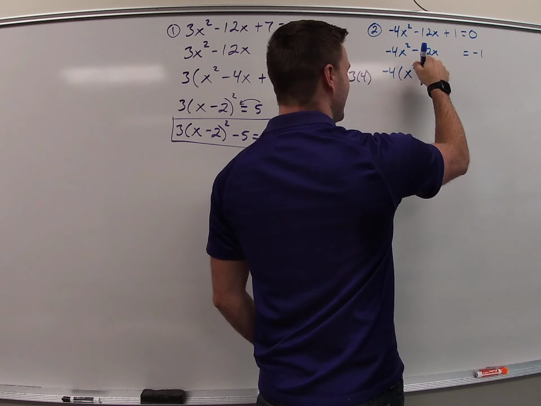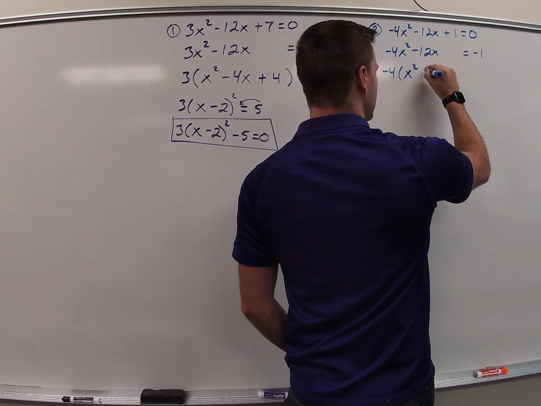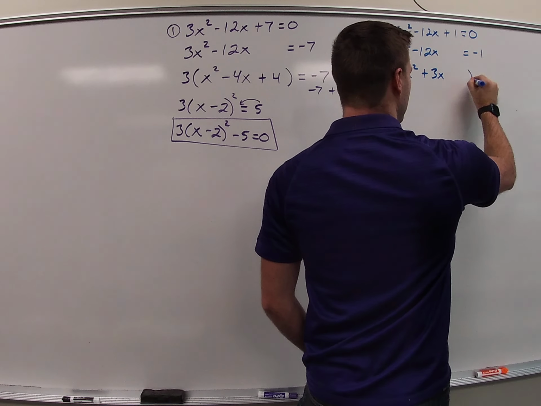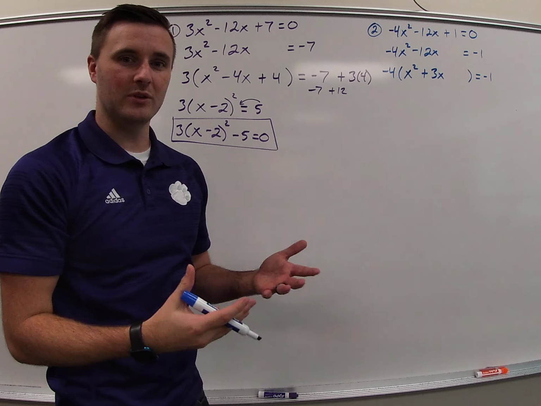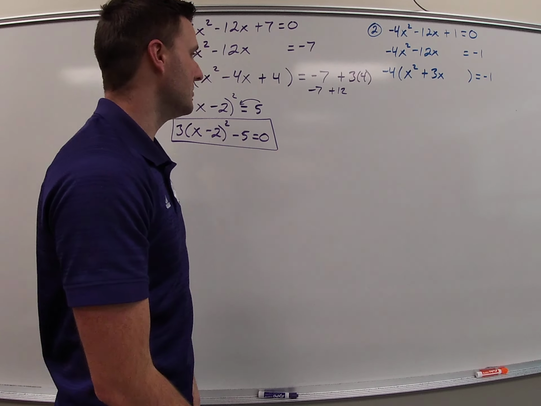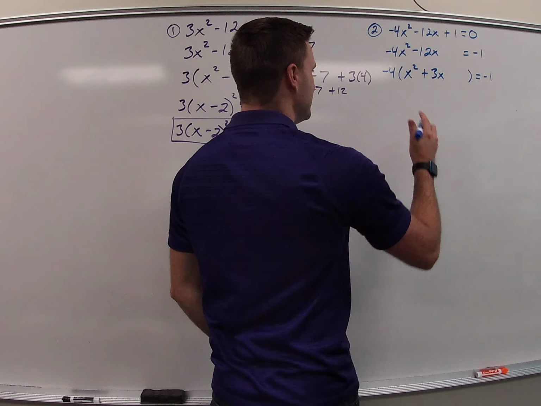I'm left with x squared. A negative divided by negative is positive. 12 divided by 4 is 3, so this is x squared plus this 3x. Here's my space, and then this is still equal to this -1. So remember, I'm only factoring a out from the two terms left over on the left side of the equal sign. Now, we take half of our b term and square it.